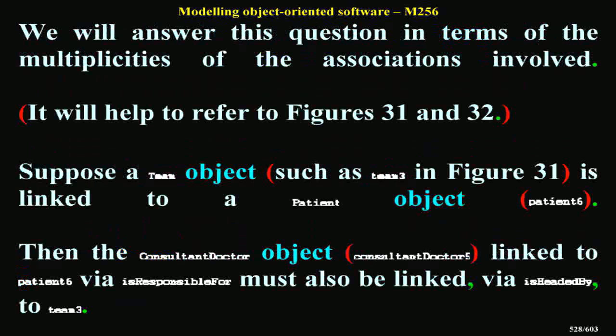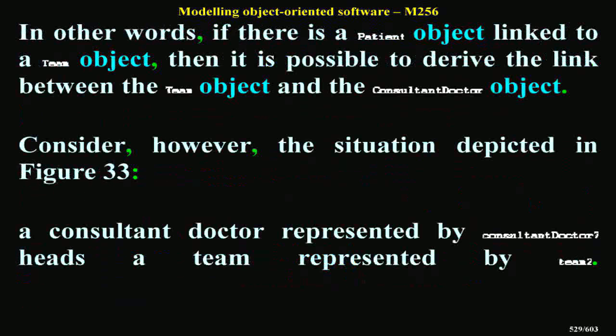Suppose an object such as in figure 31 is linked to an object. Then the object linked to it via one association must also be linked via another to it. In other words, if there is an object linked to an object, then it is possible to derive the link between the object and the object.